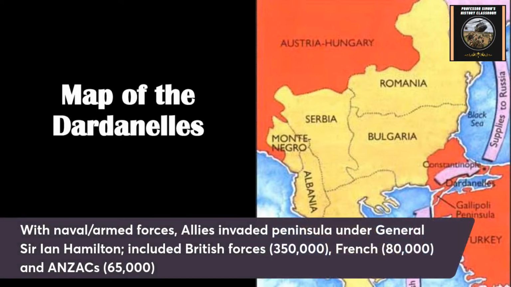The British were commanded by a general named Ian Hamilton, who brought up the bulk of the forces, which were British; you can see about 350,000 were involved. The French had about 80,000 troops involved. And then the Anzacs, which, as I told you, were the Australian and New Zealander forces, put up about 65,000 troops as well.